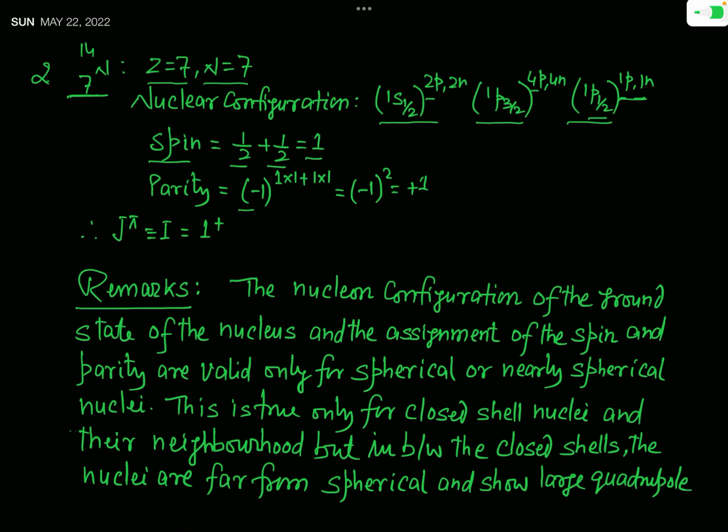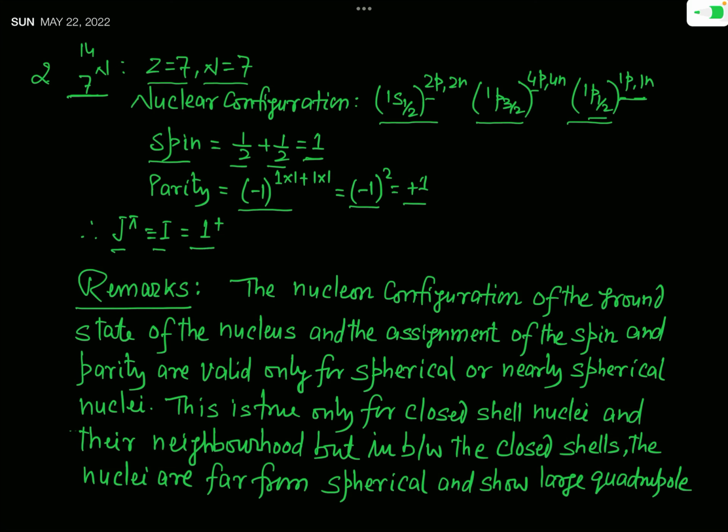Parity will be what? This will be minus 1 raised to the power 1 times 1 plus 1 times 1. Why 1? Because the subshell is p, and for p, l is equal to 1. And this will be minus 1 raised to the power 2, which is plus 1. So this nucleus also has even parity, or positive parity, and its ground state spin is 1. So we write here finally J pi, or I, is equal to 1 plus.